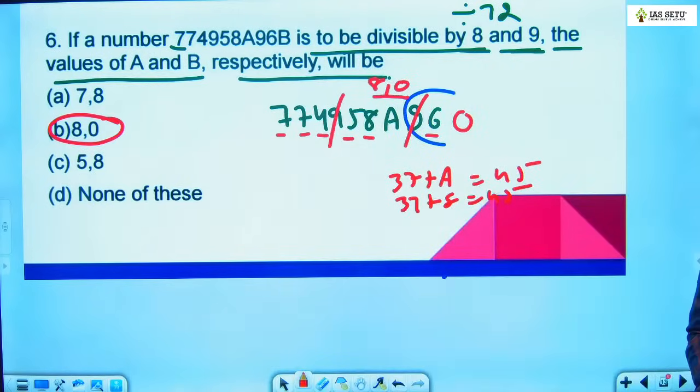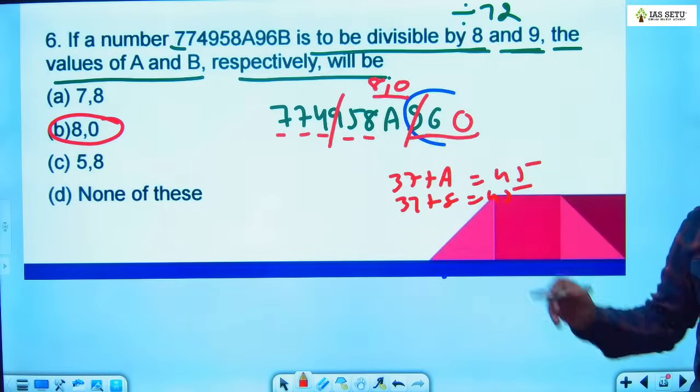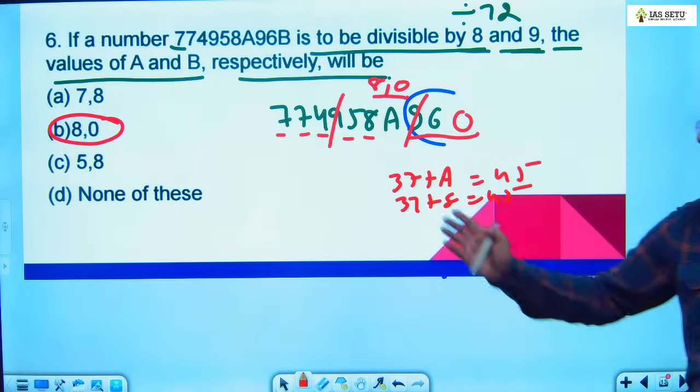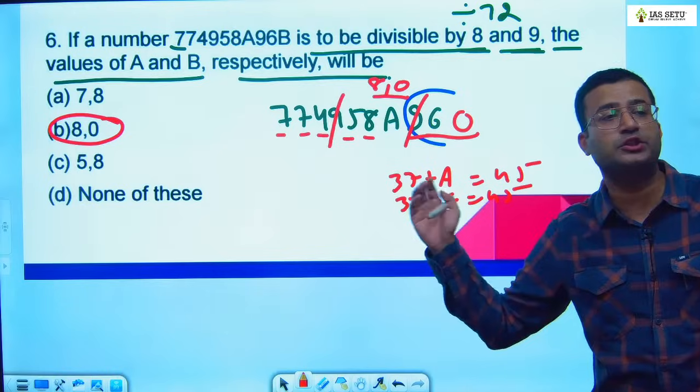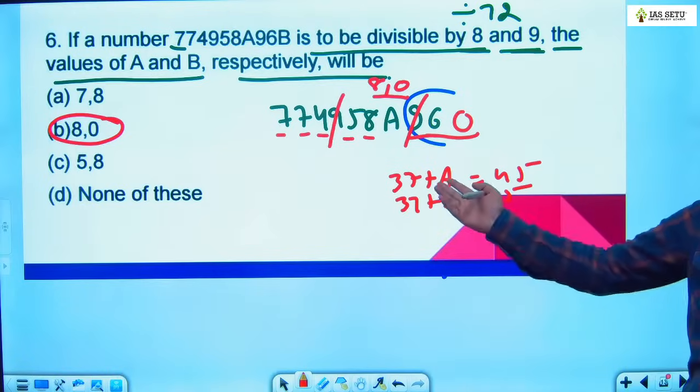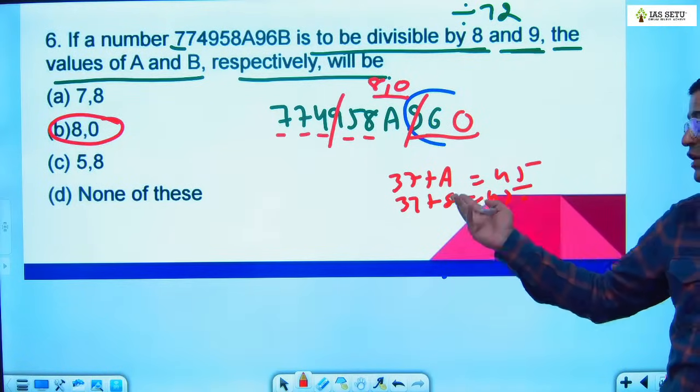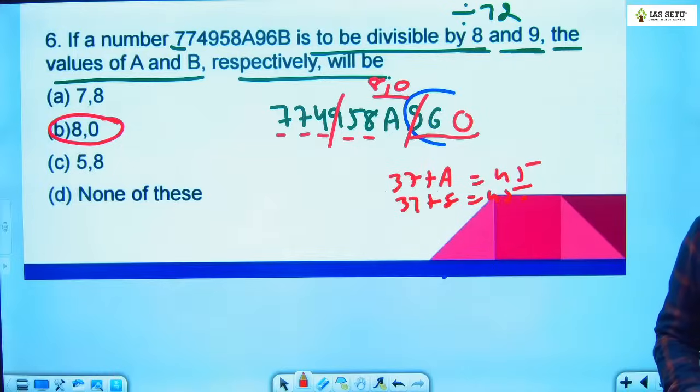Weak mark answer. One by one you check. Divisibility of 8, last 3 digits, that is the concept. Divisibility of 9 is the sum of the digits should be divisible by 9. So here there should be a multiple of 45, A की value आ जाएगी. And check from the answer options.